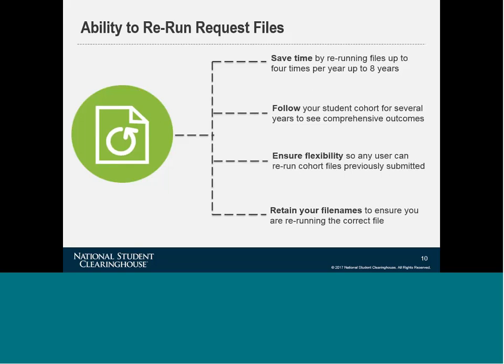We identified that as the lack of the ability to allow individuals across campus to run a file on something that is available and is out there ready to retrieve. Therefore, one way that we saw that we could solve that problem is through allowing an ability to rerun a previously submitted request file. Your individual staff and or you could rerun a file up to 4 times per year for 8 years.